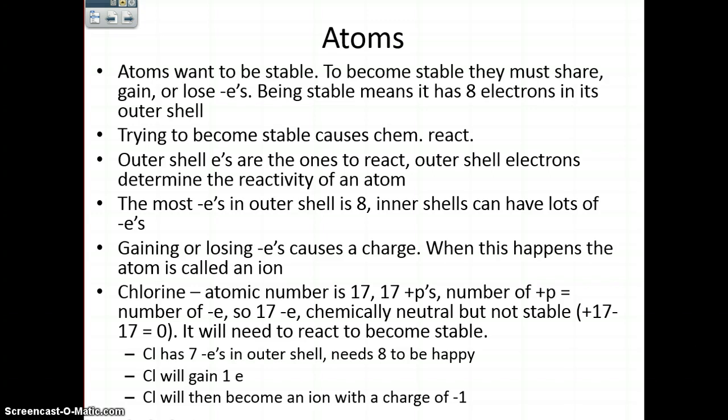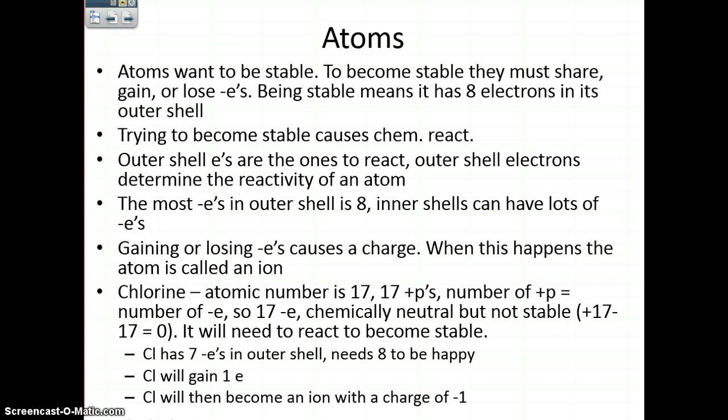Outer shell electrons determine the reactivity of an atom. The most you could ever have in the outer shell is 8 electrons. The inner shell can have a lot more than 8 electrons, but the outer shell, the most it can ever have is 8. So 8 is the happy number, 8 electrons, outer shell.